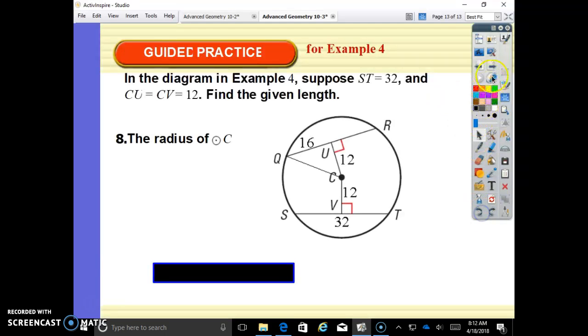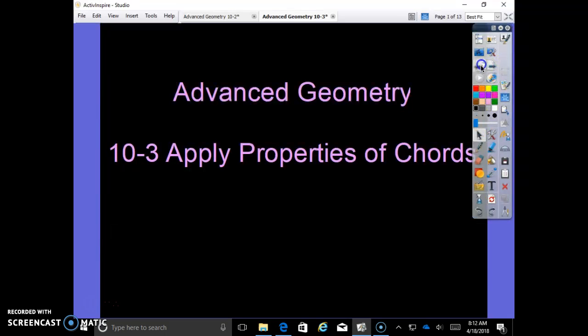And that was everything on our lesson on 10.3, applying properties of chords. We hope you enjoyed the lesson.